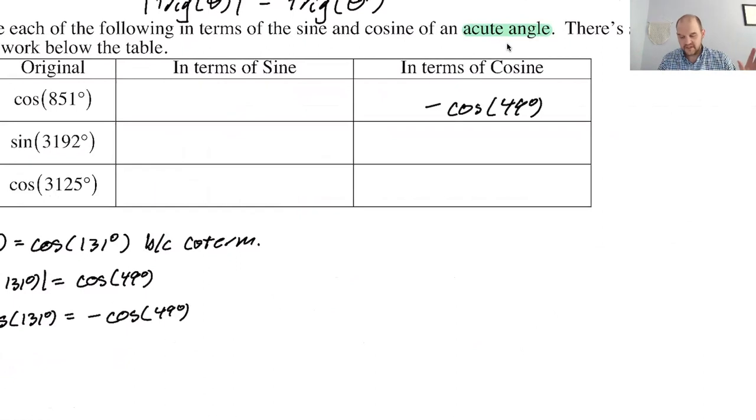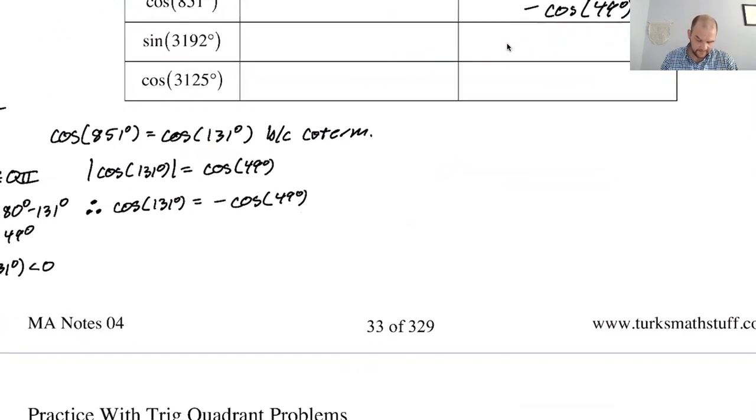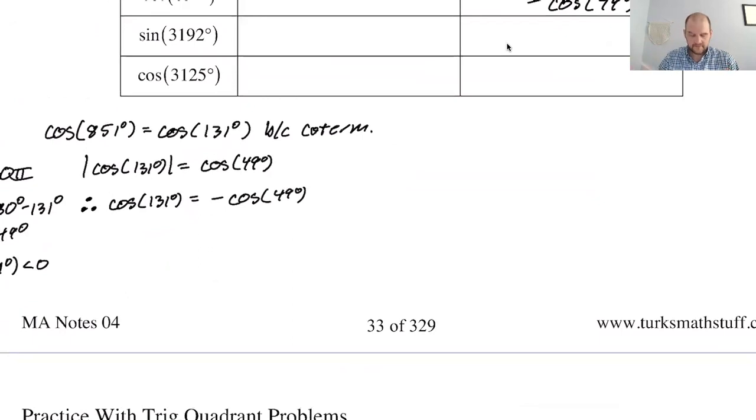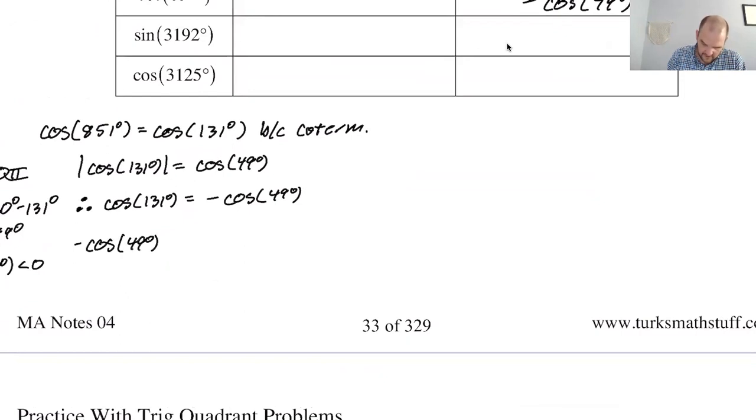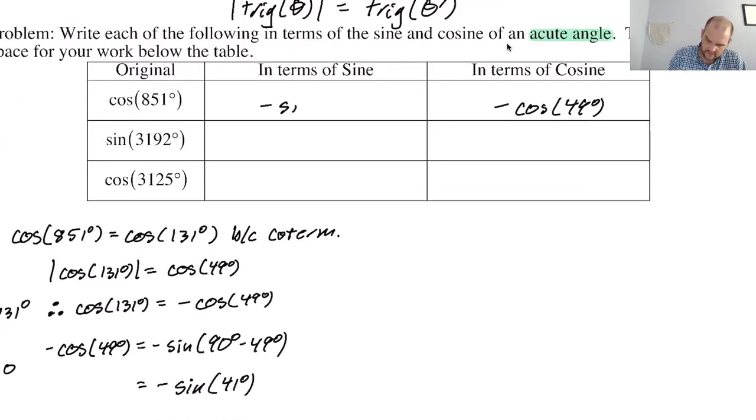So I can say that this equals the negative of the cosine of 49. Now, once I get my acute angle, all that I really need to do is cofunction my way over to the other function. So the negative of the cosine of 49 is going to be equal to, using the cofunction identity does not change the sign of something, so I'm going to keep the negative sign, the negative of the sine of 90 minus 49. So that'll be the negative of the sine of 41 degrees.